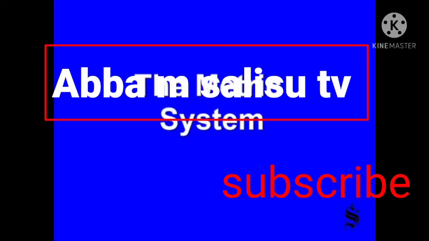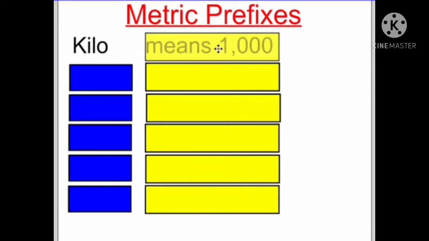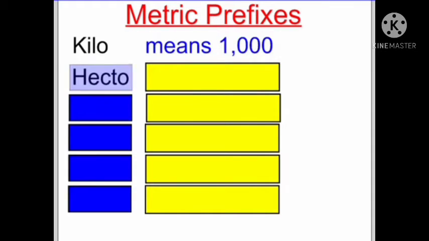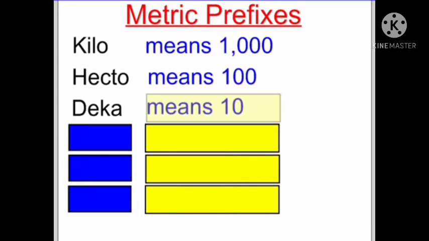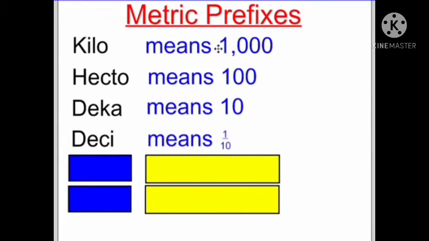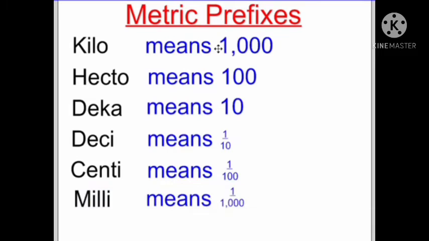Metric system. Understanding the metric system is pretty easy if you understand what the various prefixes mean. For example, we have kilo, which means 1,000, hecto, which means 100, deca, if you think of a decade has 10 years, deca means 10. Then you have deci, which is 1/10. You have centi, and if you think of there's 100 cents in a dollar or 100 years in a century, means 1/100th, and milli means 1/1000th.